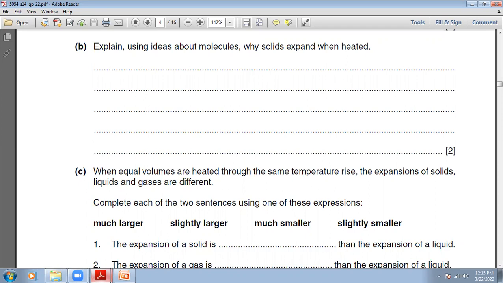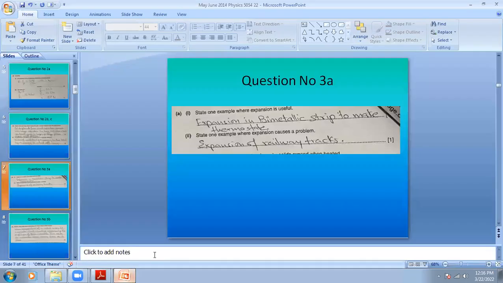So, you see, when all the molecules start vibrating vigorously and their amplitude of vibration increases, what will happen? The molecules will move away from each other. The distance between the molecules will increase, and the solid will expand. So let me show you my written answer.